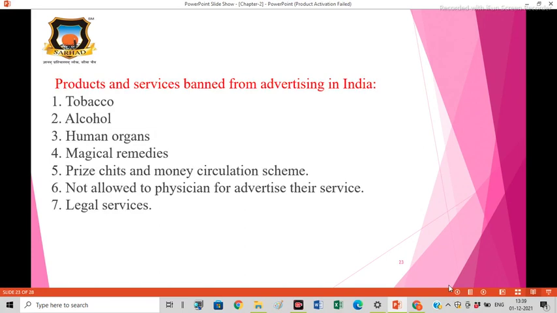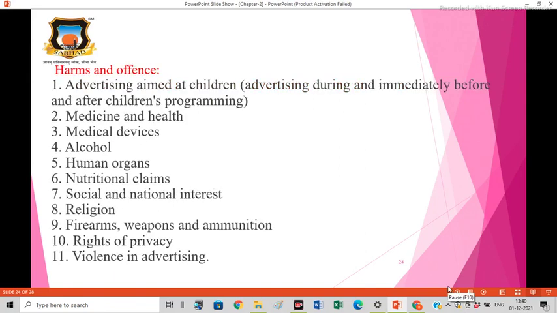Following are the products and services which are banned from advertising in media. The first is tobacco, then alcohol, human organs, magic remedies, prize chits and money circulation schemes, then physicians are not allowed to advertise their services, and legal services. Now see the harms and offense.